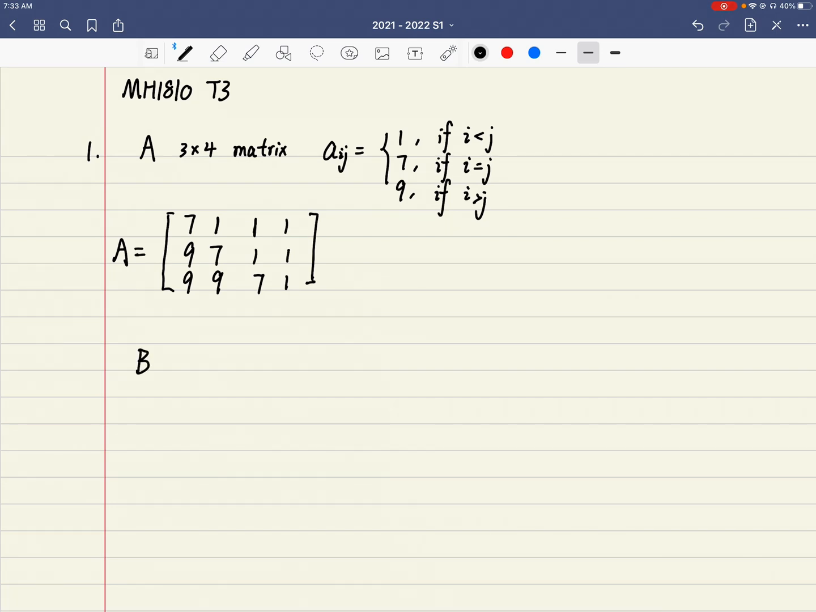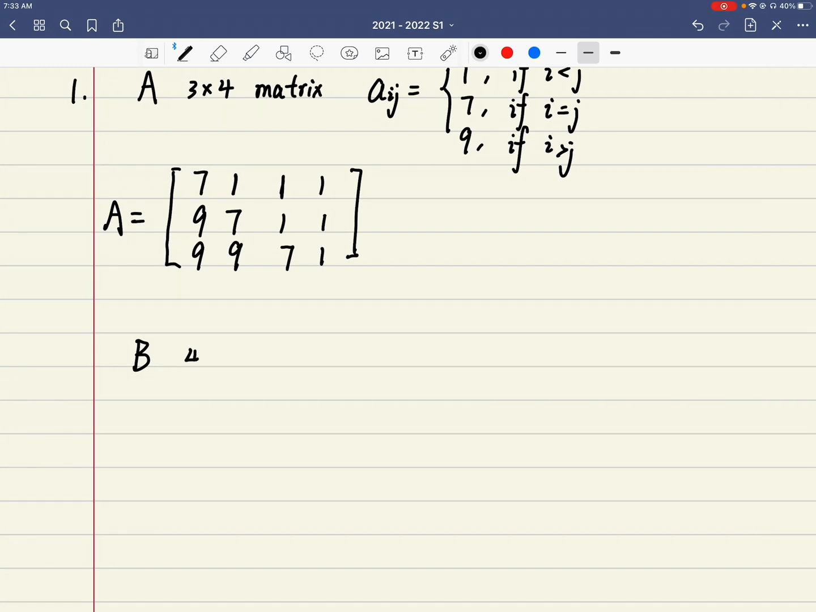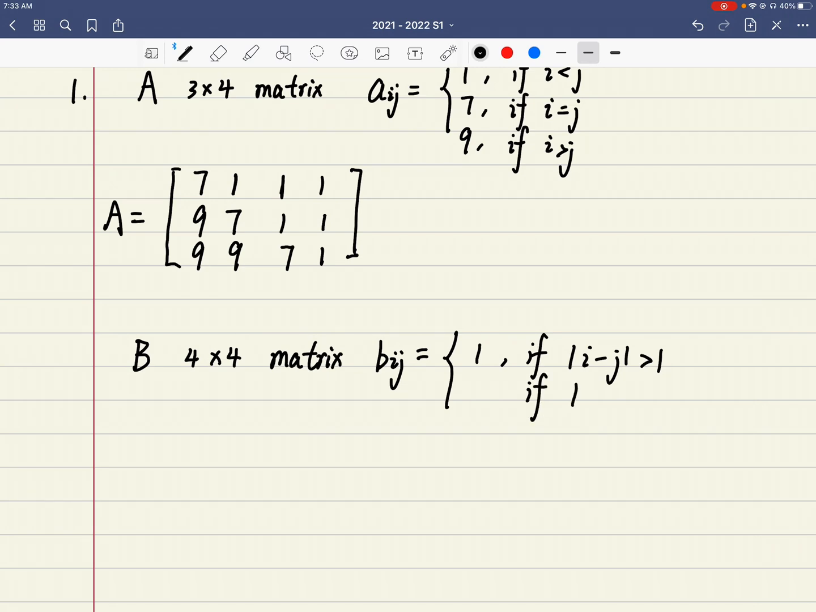Okay, matrix B. Matrix B is a 4 by 4 matrix, so this is what we call a square matrix. The number of rows is equal to the number of columns. Okay, and Bij is 1 if the absolute value of i minus j is greater than 1. Okay, otherwise, if the absolute value of i minus j is less than or equal to 1, then the entry is negative 1.